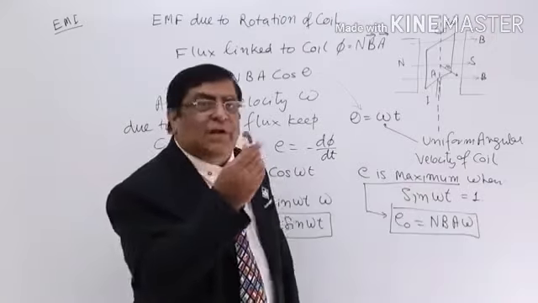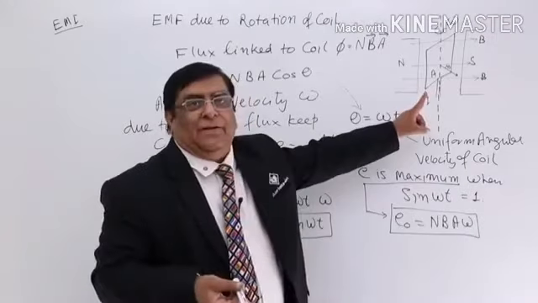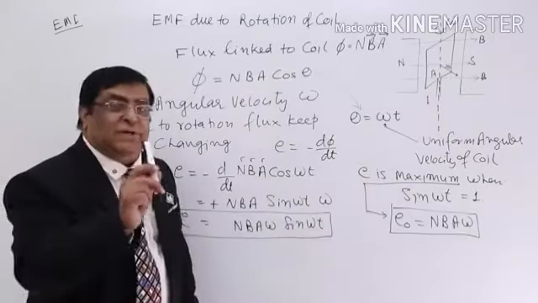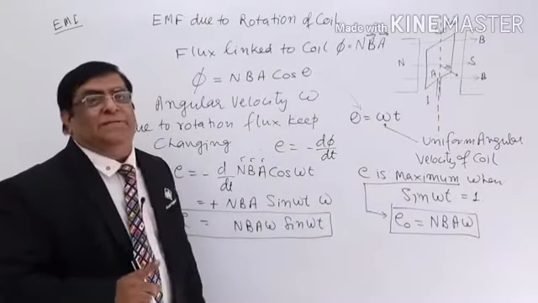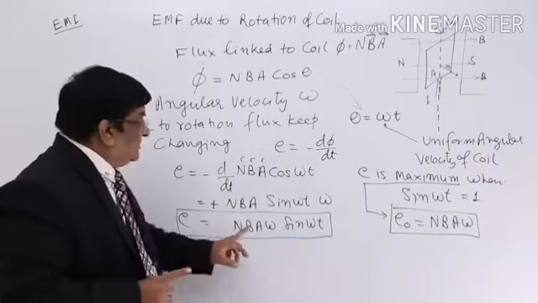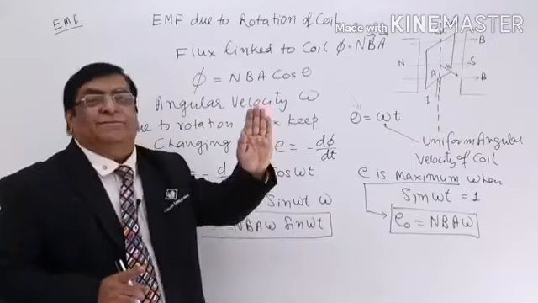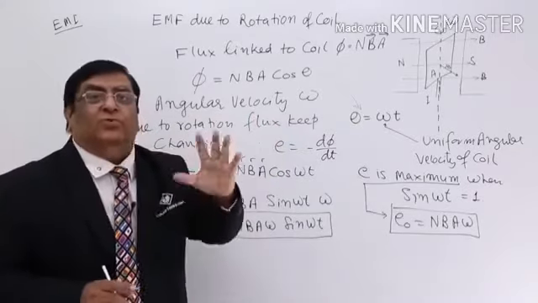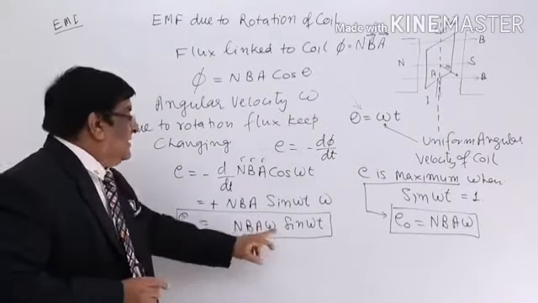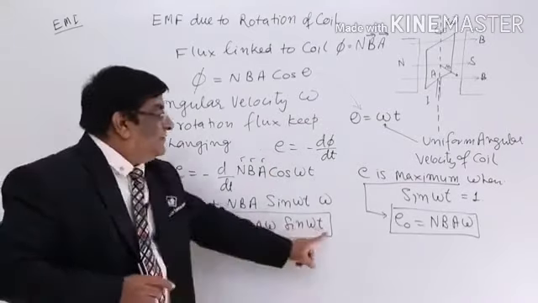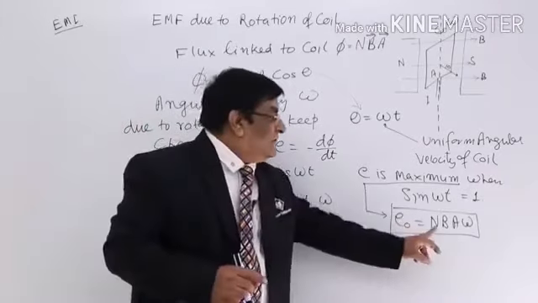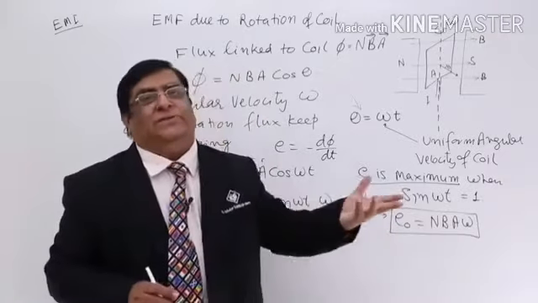So when any coil is rotating in a magnetic field, the EMF generated here is not a constant quantity. This is very important, please remember. This EMF is not a single value. It keeps on changing with time during the rotation. Two times it is 0, two times it is maximum, minimum. So this is the equation which gives the variation of E with respect to time. And the maximum value it attains is this, the minimum value it attains is 0.